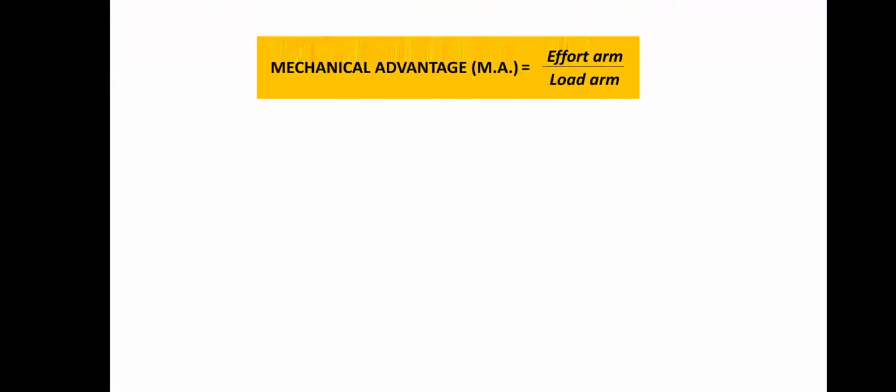Now from this expression, mechanical advantage equals effort arm by load arm, if we see clearly here, if effort arm is greater than load arm, that is the numerator becomes greater than the denominator, then the total value of this fraction becomes greater than 1. So the mechanical advantage becomes greater than 1 if effort arm is greater than load arm.